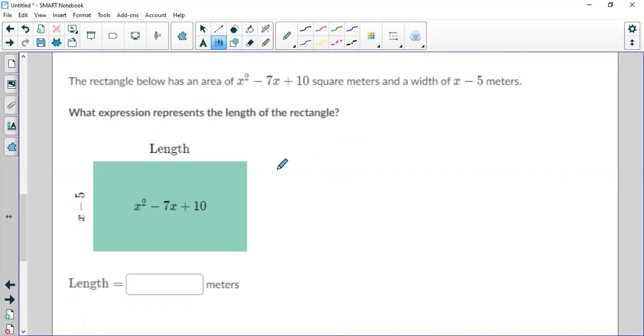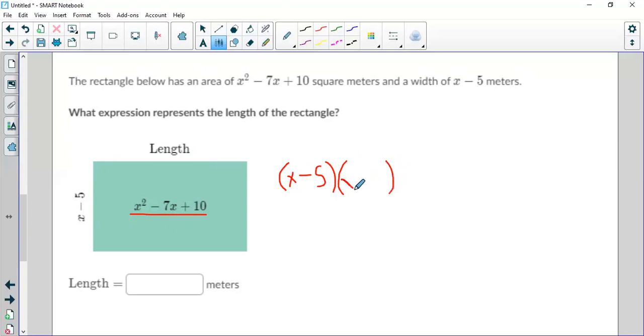It's actually easier. This rectangle's area is x squared minus 7x plus 10. And they give you the width, they want the length. They gave you one of the factors. They gave you x minus 5. You just need to find the other factor. They did half of the factoring for you.